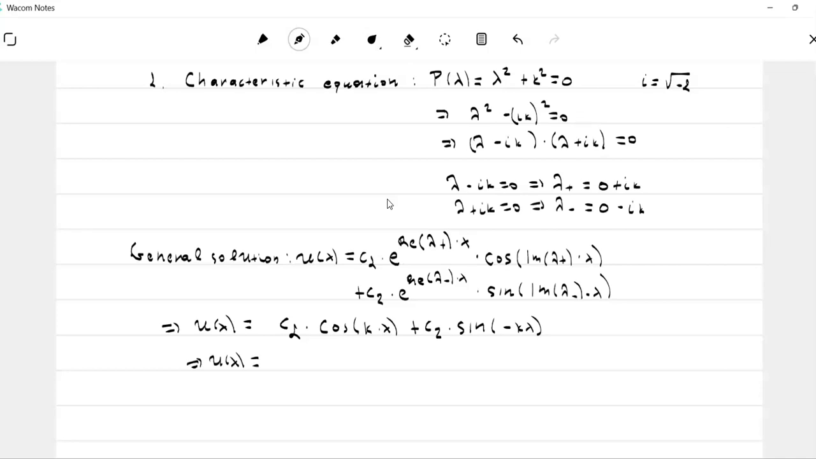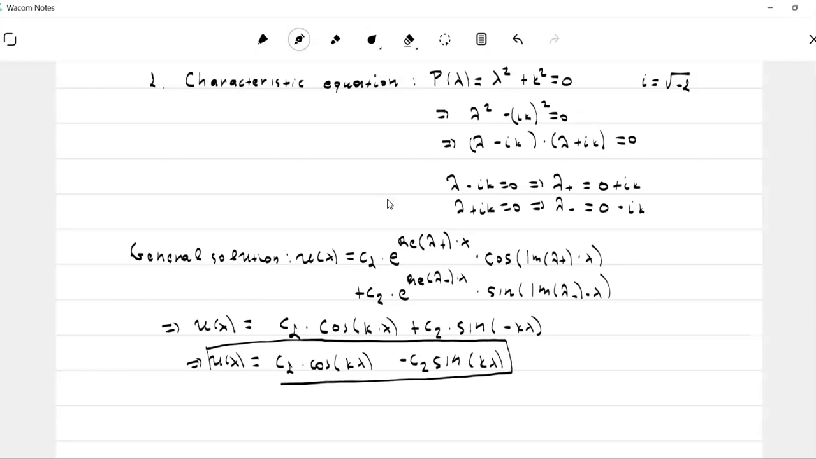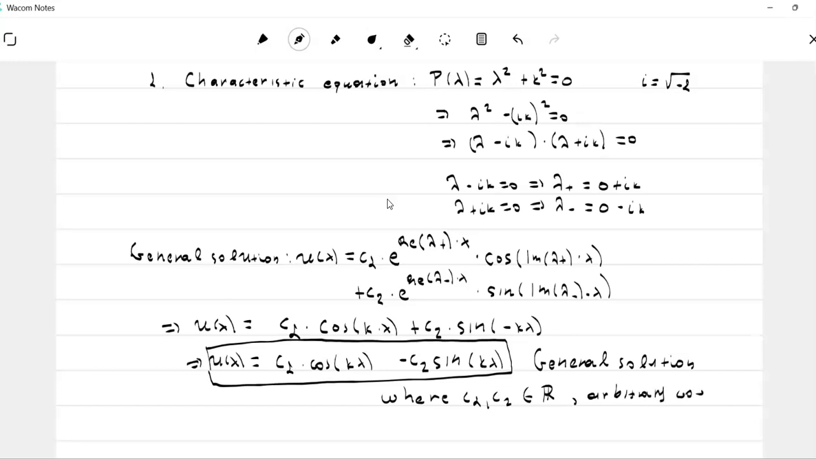So this can be written in the following form: c1 cos kx minus c2 sine kx. And this is my general solution, where c1, c2 are real numbers, so these are arbitrary coefficients.